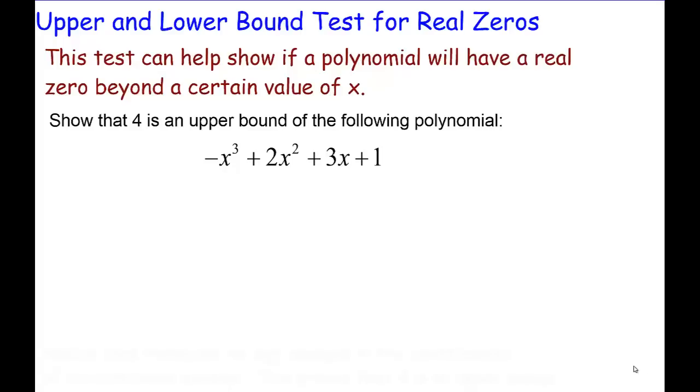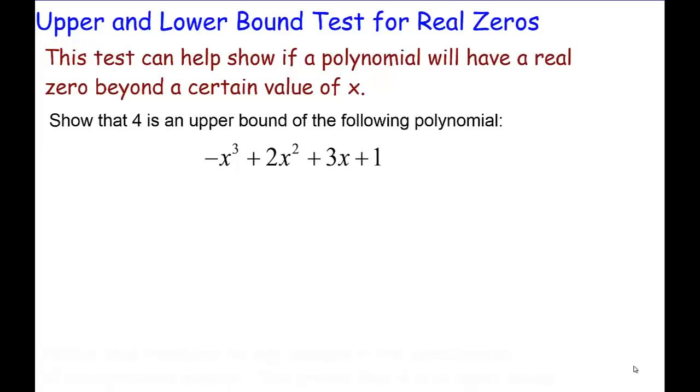Hi everyone. Today we're going to talk about the upper and lower bound test for the real zeros of a polynomial. This test can help show if a polynomial will have a real zero beyond a certain value of x. So we call it an upper bound or a lower bound. It means the zeros do not exist beyond that boundary point.